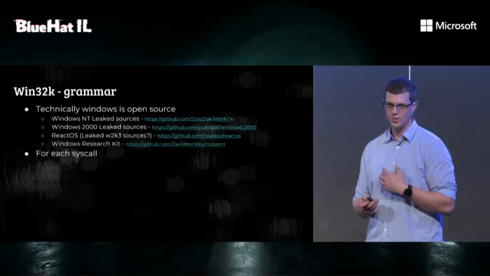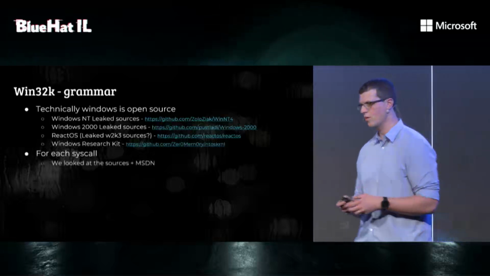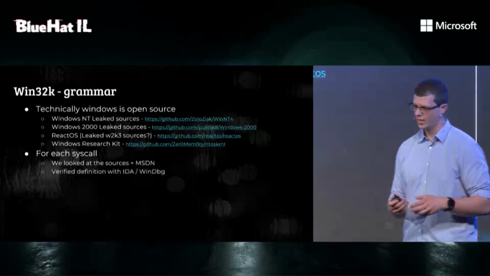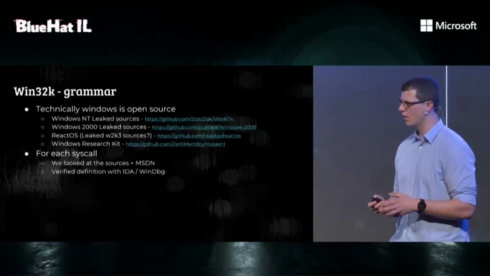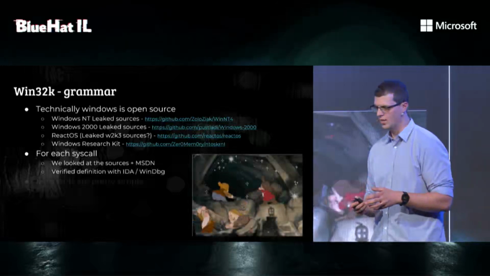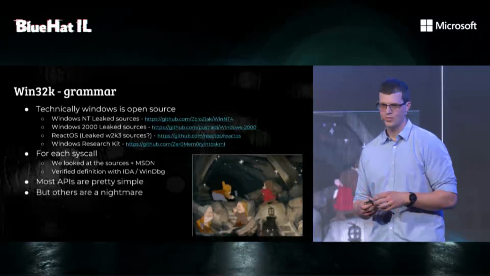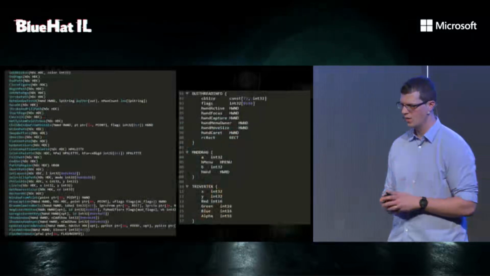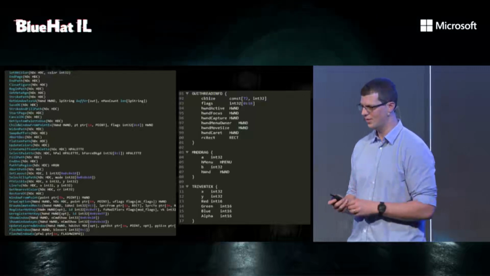So what we did was, for each syscall, we looked at the sources plus the documentation, and we tried to verify it as much as we can with static analysis and dynamic analysis. We became basically workers in the grammar mines. Most APIs are pretty simple, but others are really hard with terrible semantic relationships and complicated structures. Here are a few examples of system calls that we ported, just to see.